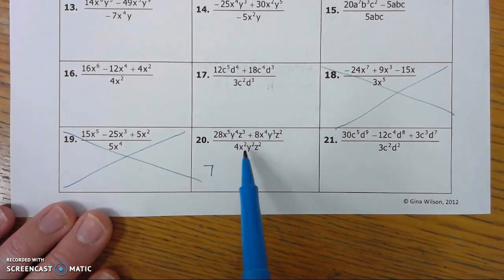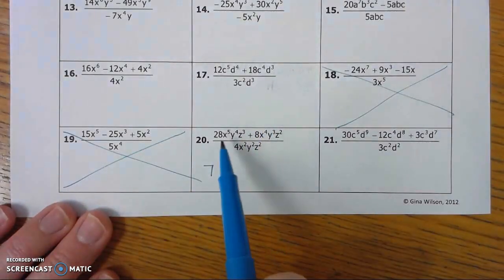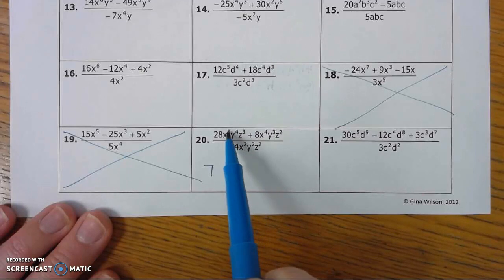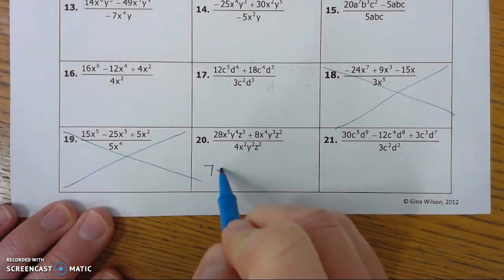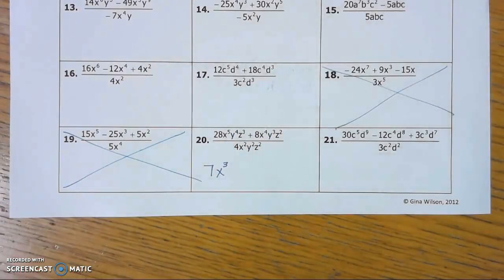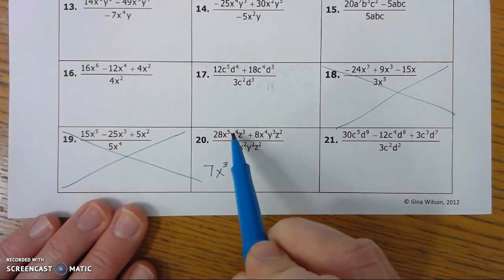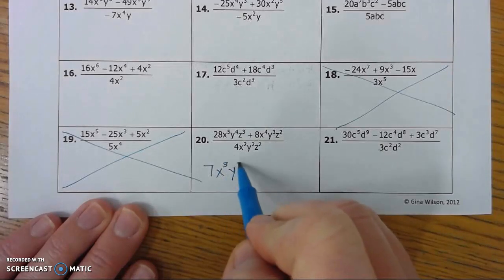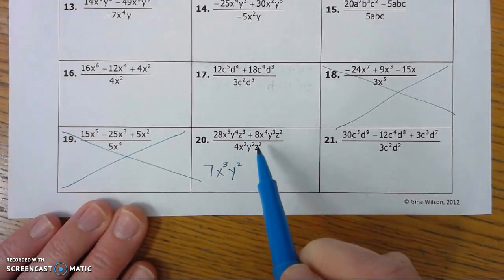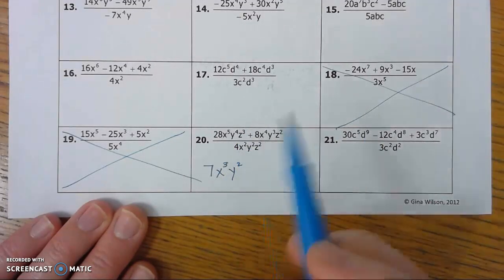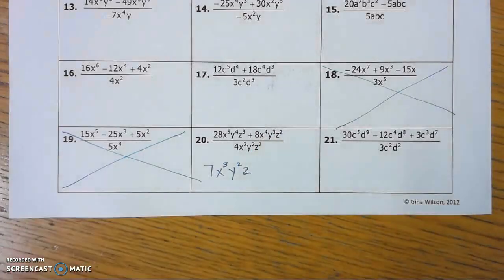And then I'm going to worry about each variable individually. So x to the 5th divided by x squared. When I subtract 5 minus 2, that's 3, so it's x to the 3rd power, or x cubed. Y to the 4th divided by y squared. 4 minus 2 is 2, so I get y squared. And then z to the 3rd divided by z squared. 3 minus 2 is 1, so I just have a z. So that's the first term.